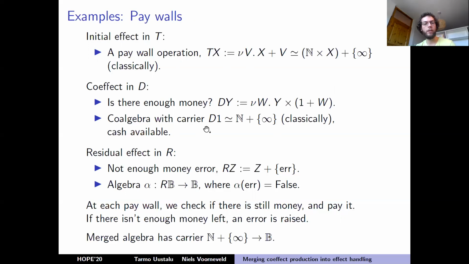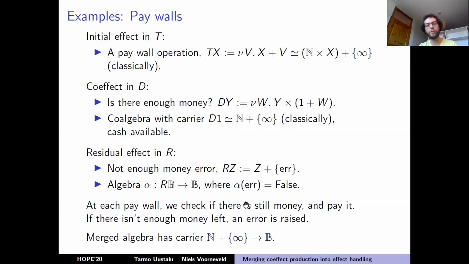And then we again use this coalgebra, again with carrier, the cofree coalgebra over D1, where D1 just says how much money the environment is willing to pay. And then with only one type of residual effect, which is the error saying, oh, the environment doesn't want to pay anymore. Doesn't want to pay for your paywalls anymore, basically, which can be represented using this algebra here.